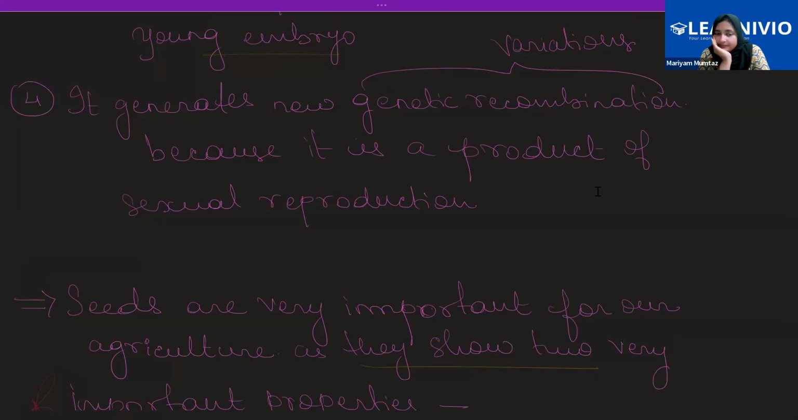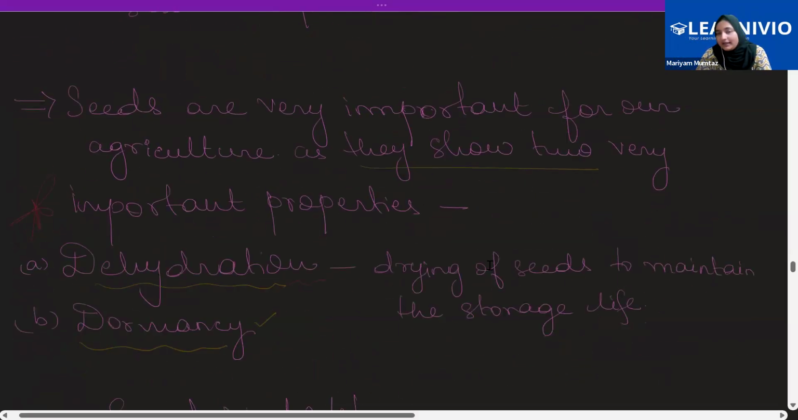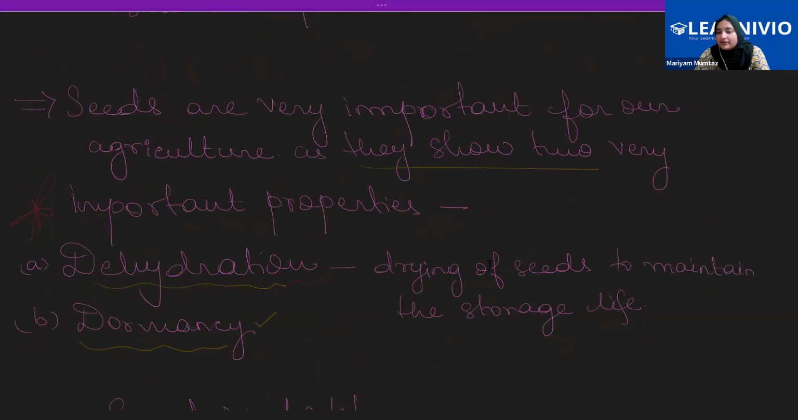Any doubts? Now, seeds are very important for agriculture because they have 2 properties. First property is dehydration. Seeds can be stored if you dehydrate them, right? Drying of the seeds maintains the storage life. And second, the dormancy that we talked about. Because of these 2 properties, seeds are very important for long-term agriculture, like for storage and for seasons and everything.